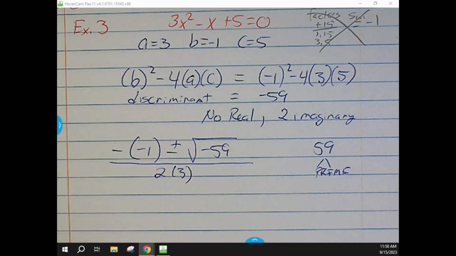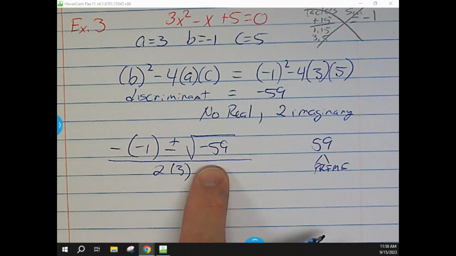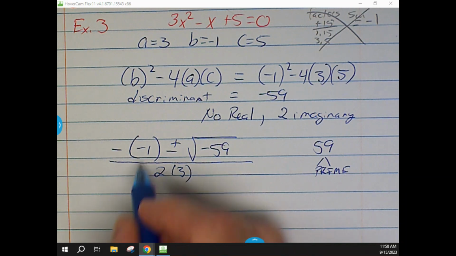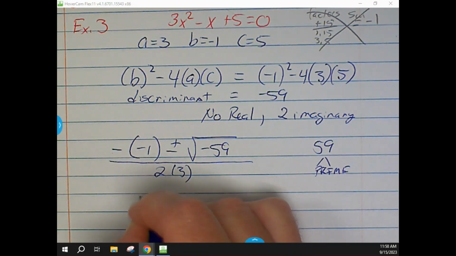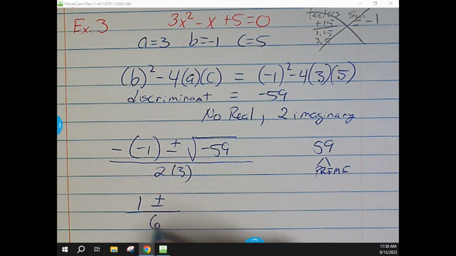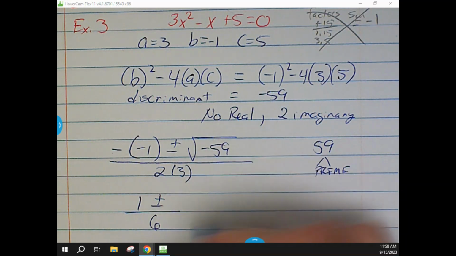So that's just it. There's nothing you can do to break that 59 down. So it's just going to stay that way. So all we're going to do is fix the negative, make that a positive 1. The 2 times 3 on the bottom is 6. And with the negative 59, this is where we're going to get the complex number.